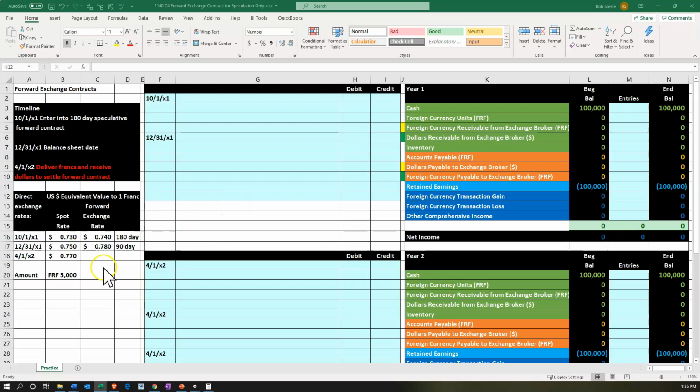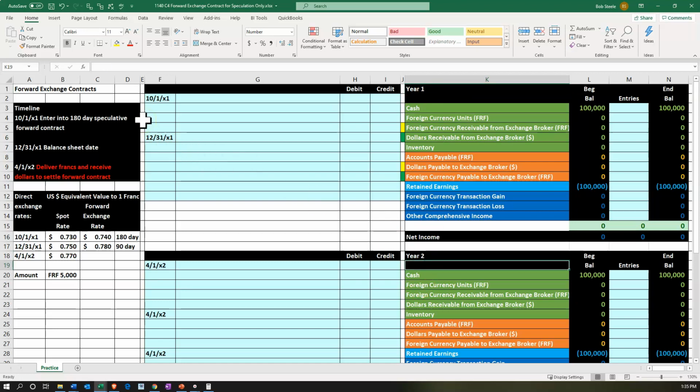Here we are in Excel. We have our information on the left-hand side. We're going to put that into the blue area on the right-hand side, including our journal entries and then our trial balance worksheets, of which we will have 2 years because the data will span 2 years. So we have our information on the left.